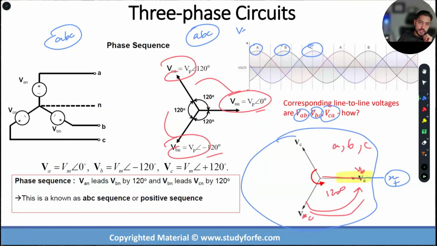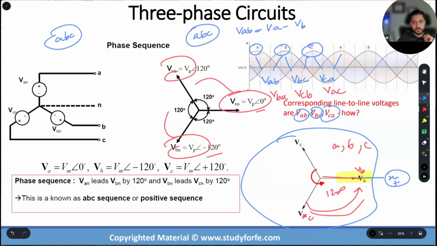So when I'm saying VAB, it's basically VA minus VB, correct? So that's the delta between these two, VAB. And when I'm taking the delta between phase B and phase C, which arrives first? Phase B. So this becomes VBC. This becomes VCA. Clear? In a positive sequence, this is the key. You will never have VBA. You will never have VCB. You will never have VAC.